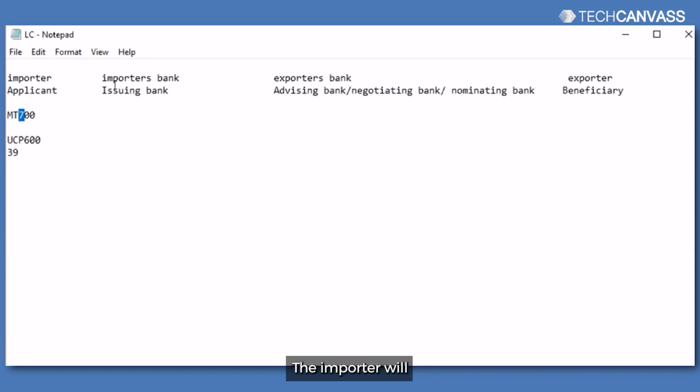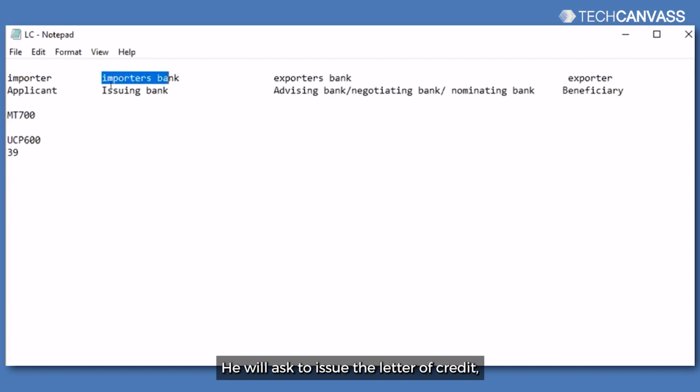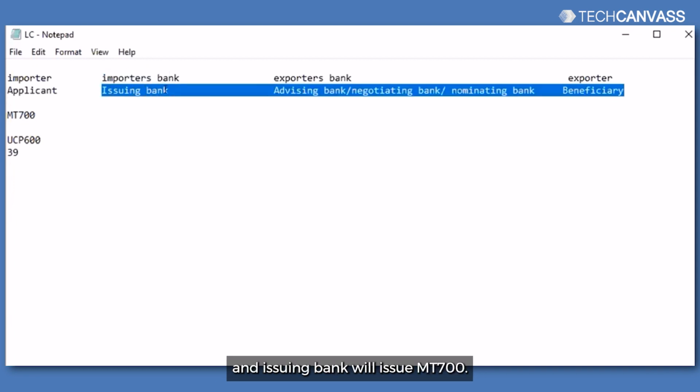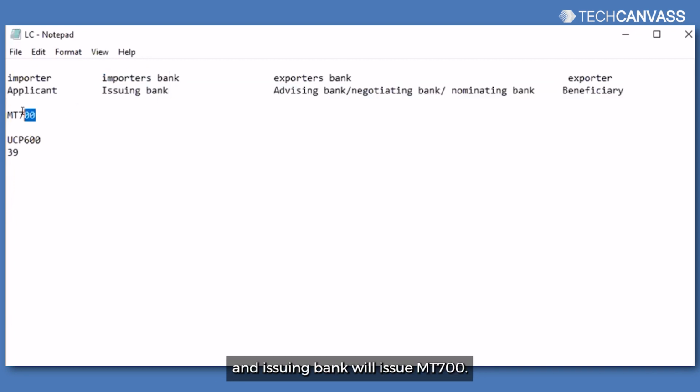The importer will go to the importer's bank, right? He will ask to issue the letter of credit, and the issuing bank will issue MT 700. It is a SWIFT message, the communication between the banks; for the letter of credit it is the MT 7 series messages. If the importer wants to send the letter of credit, he has to send it in the MT 700 format. It's an authenticated message. If you are getting the MT 700, it means it's a letter of credit.